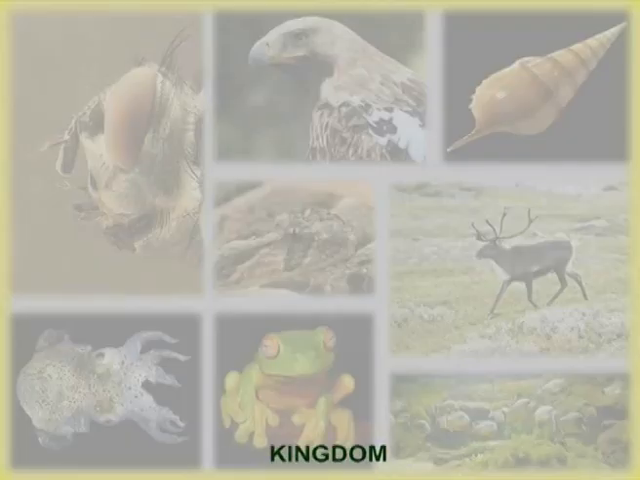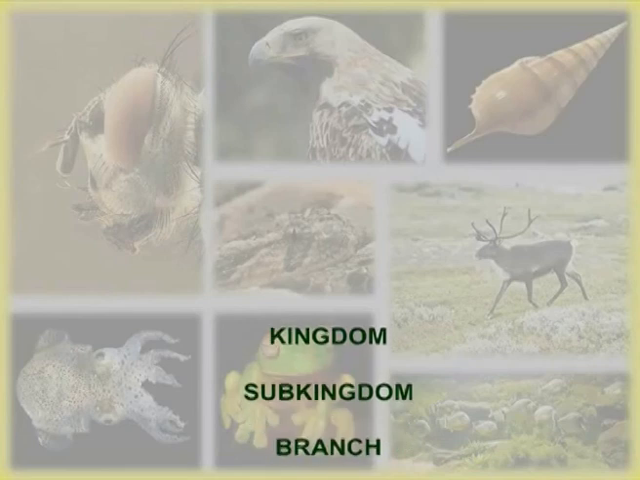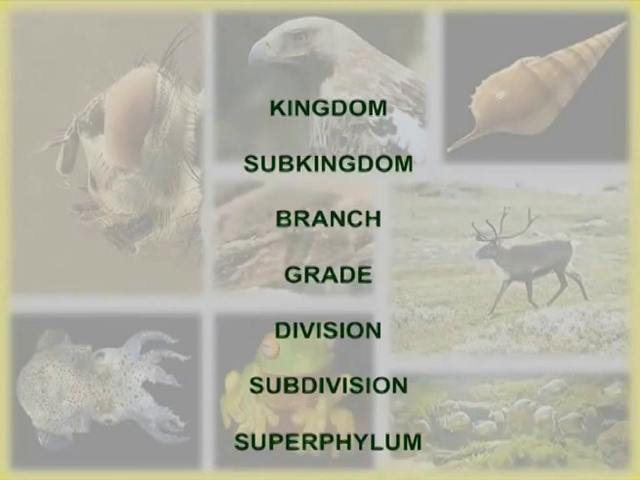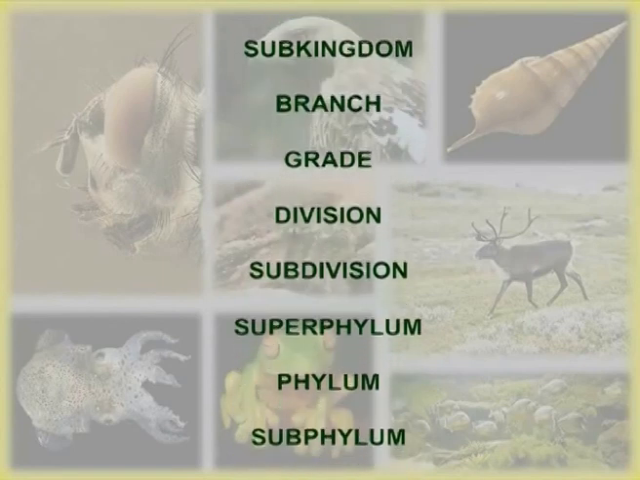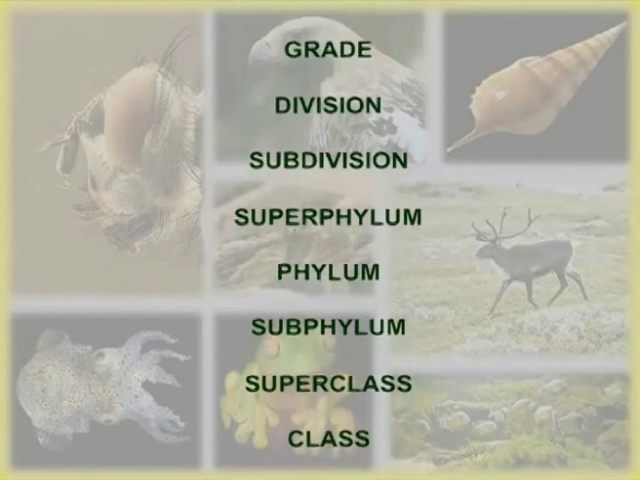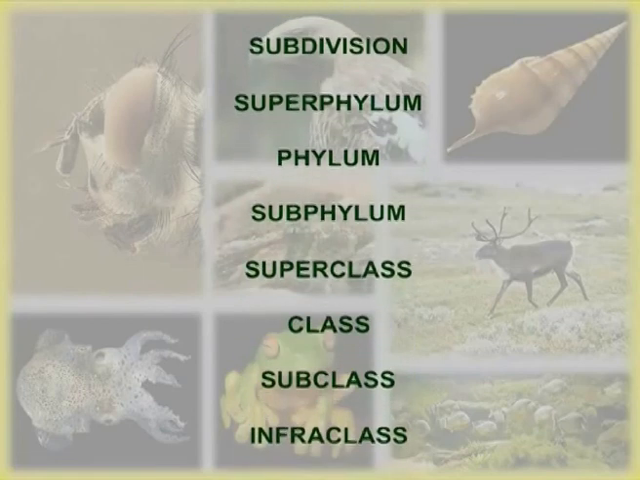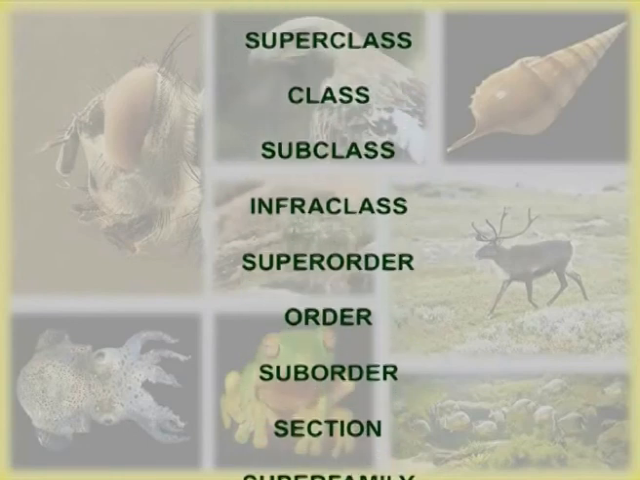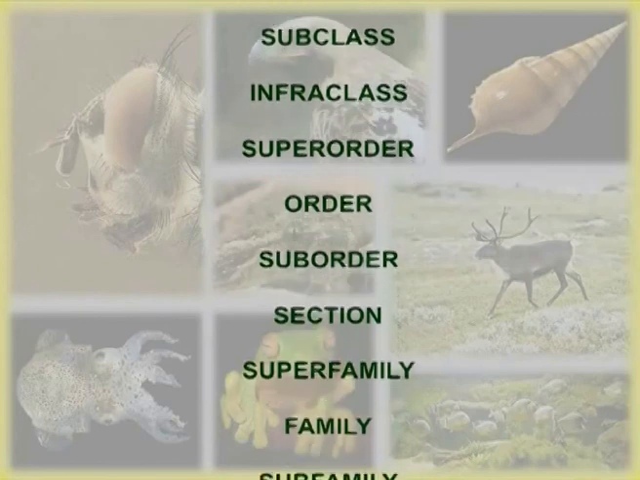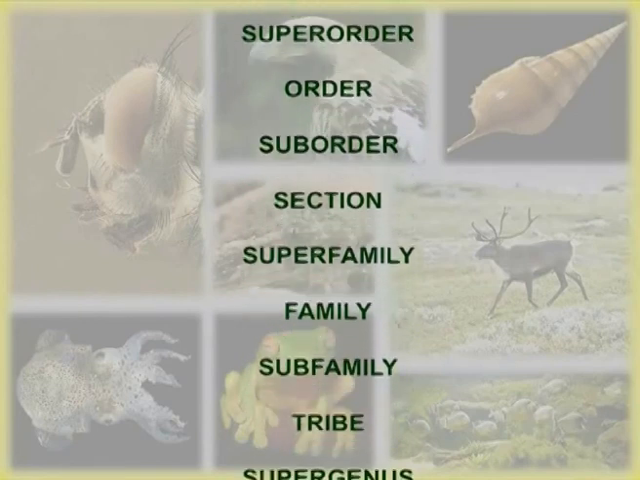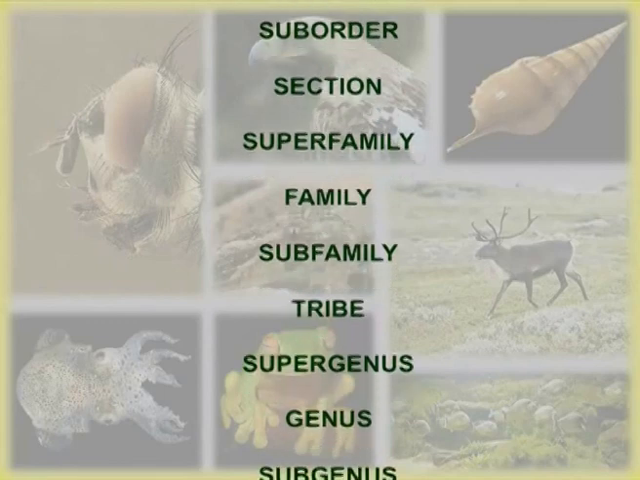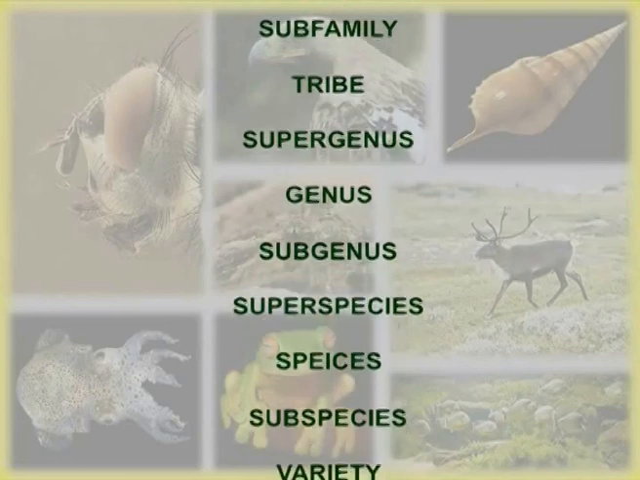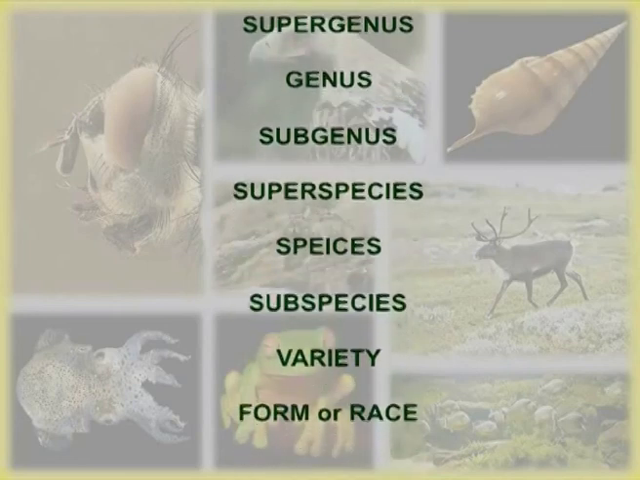Here is a list of classification divisions or taxa. Kingdom, subkingdom, branch, grade, division, subdivision, superphylum, phylum, subphylum, superclass, class, subclass, infraclass, superorder, order, suborder, section, superfamily, family, subfamily, tribe, supergenus, genus, subgenus, superspecies, species, subspecies, variety, form or race.